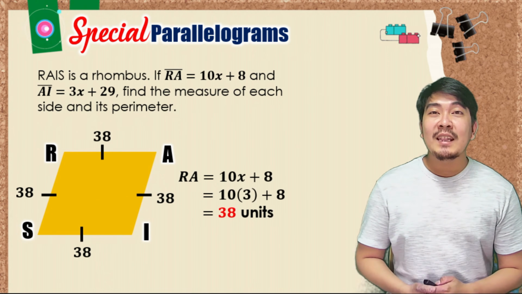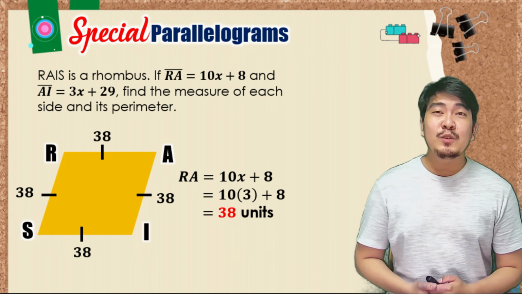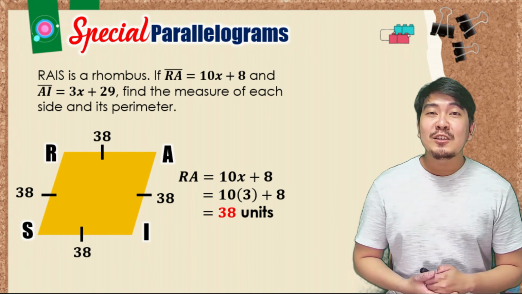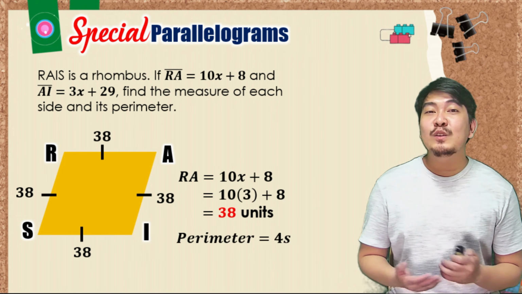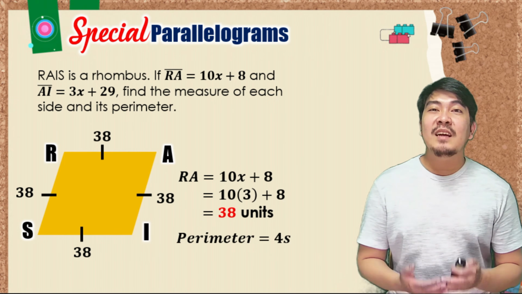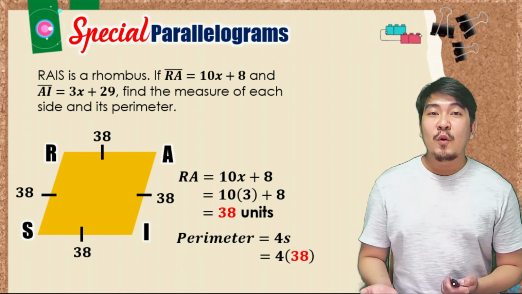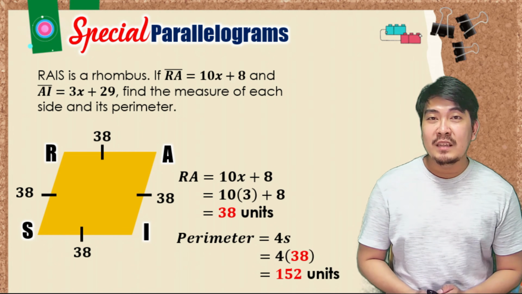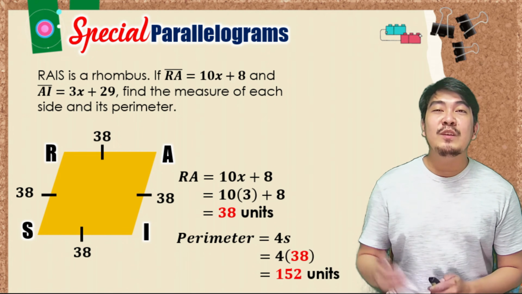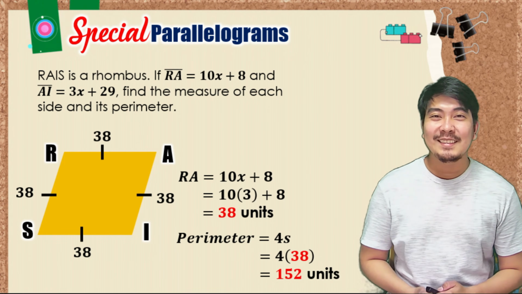Next, we need to get the perimeter of the rhombus. To get the perimeter of the rhombus, we just need to add all the lengths of the sides of the given rhombus. So we can use 4 times S, since the measures of the sides are equal. So 4 times 38 will give us 152 units. Therefore, the perimeter of the rhombus is 152 units.